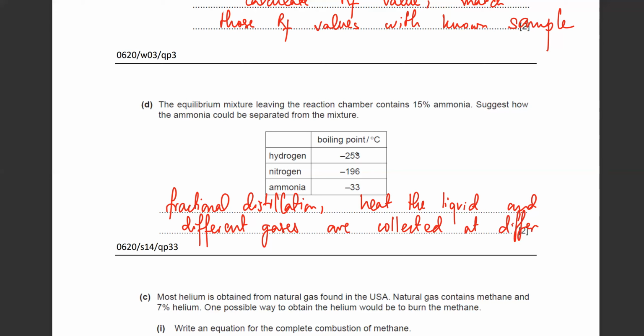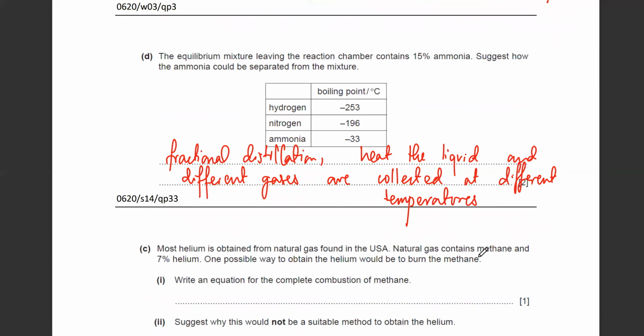Also, sir, could we say that if we lower the temperature, ammonia will be the first one to turn to liquid? Yes, that's also a possibility. You can say that as well, and both are true. Both are fractional distillation. You can either condense it or you can heat them up, and they would turn into gas. So both of them are exactly the same.